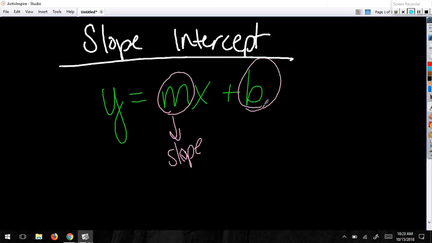How about B, does anybody know what B is? Which intercept? Because it can't be both. It's the Y-intercept.